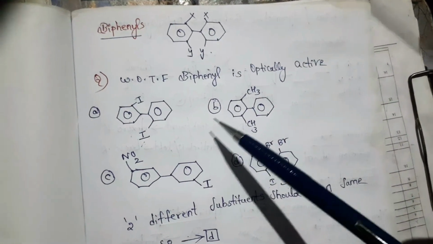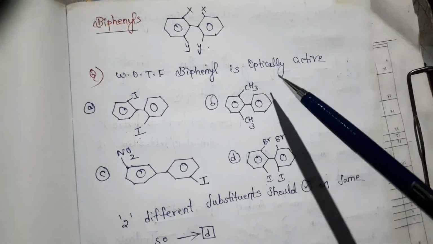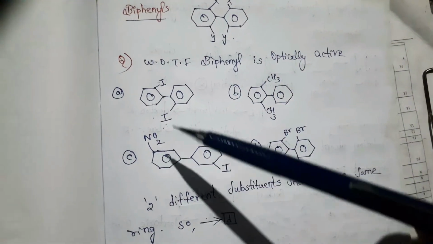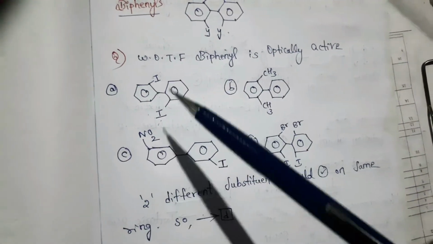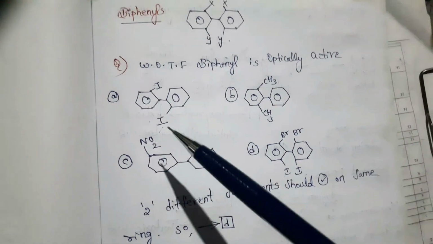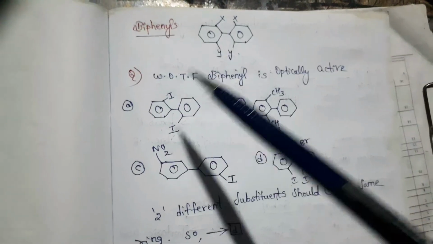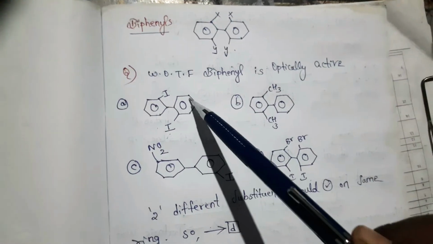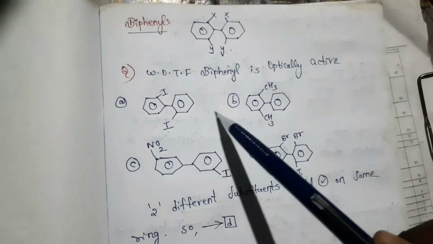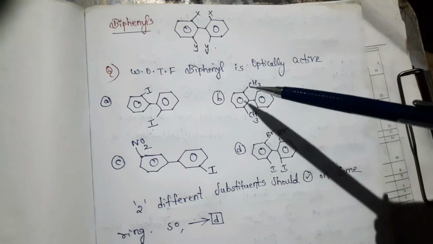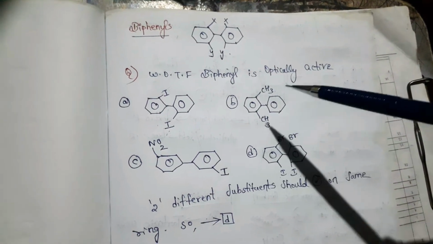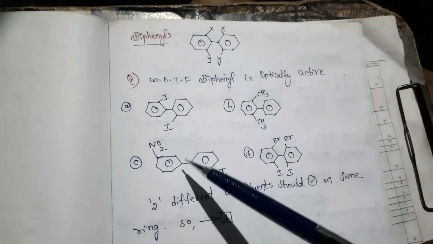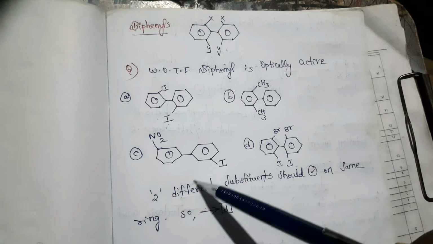The question may be asked like this: which of the following biphenyls is optically active? In all four options they have given biphenyls, so we have to observe the substituents attached. Here, iodine, of course we have to look. Here the substituents are the same on the top side, but they have not given any substituents on the other, so this is not our answer. The same thing here also, the same substituents are present, but the same substituents should be present on the top side, so this is also not our answer. Here also they didn't mention any substituents, so this is also not our answer.